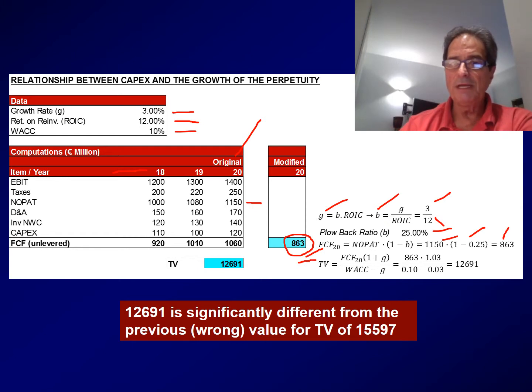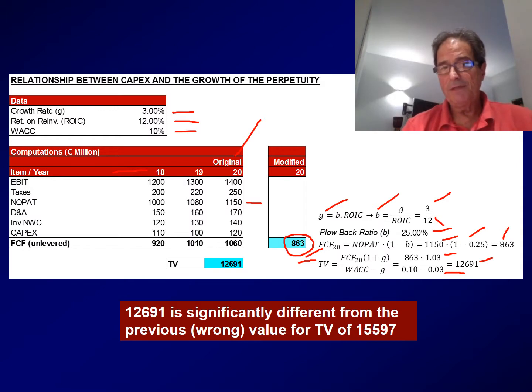Terminal value will be the first cash flow of the projection in year 21, which will be 863 plus the growth rate of 3%, and then we divide that by WACC minus G, to make it the present value of a growing perpetuity. So our final result will be 12,691. And we can observe that this number is significantly different from the previous wrong value of 15,597, the value that we obtained before. So this is what I wanted to point out in this first micro.